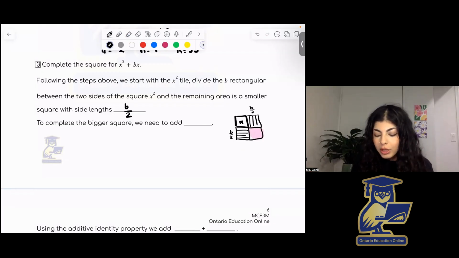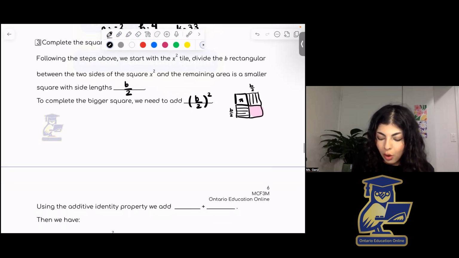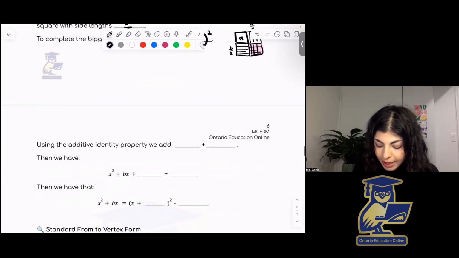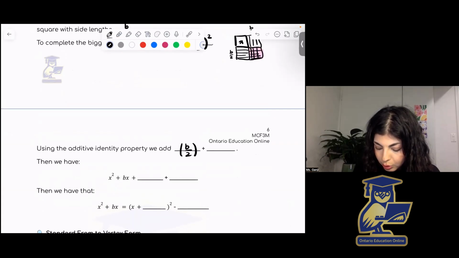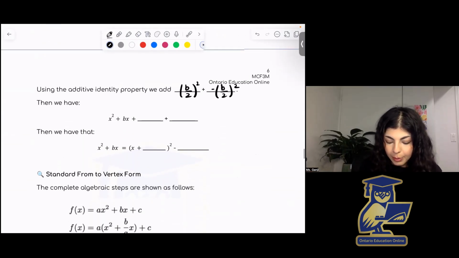But we want to add the area of it, so we need to actually add b over 2 squared. And that will be all of my small pieces in there. So with the additive identity property, we're actually adding b over 2 squared and subtracting b over 2 squared. Then I'm going to do an additional step here where I'm going to simplify with the exponent to write b squared over 4 minus b squared over 4.